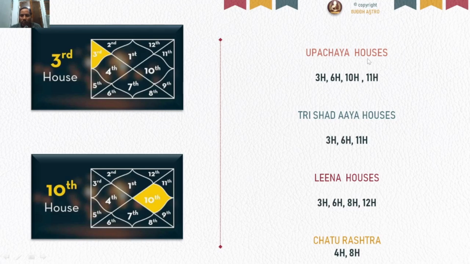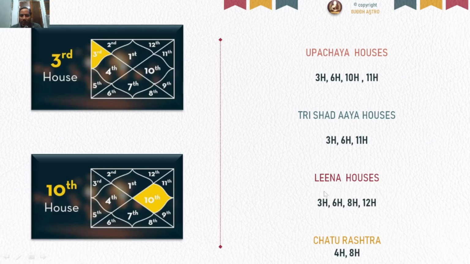11th house is also Upachaya house. 11th house is also Trishadaya house. You can remember like this. Then next are the Leena houses. What are the Leena houses? The word Leena means hidden, or not expressed correctly. So the third house, sixth house, eighth house, and 12th house. These four houses are known as Leena houses.